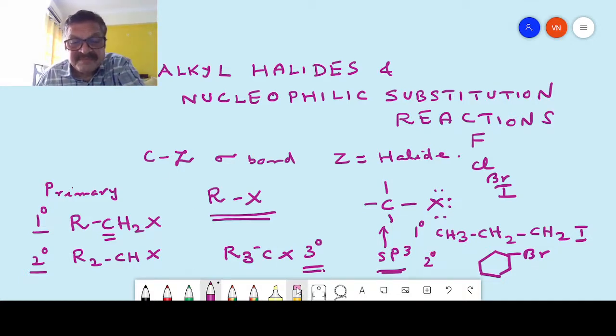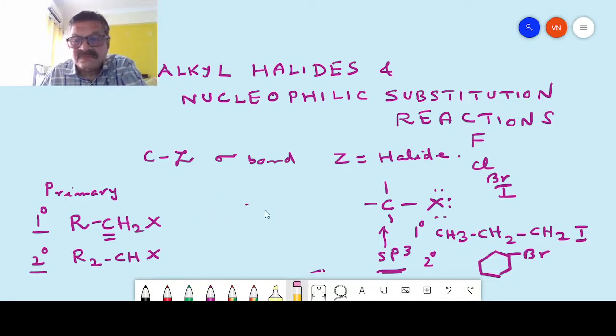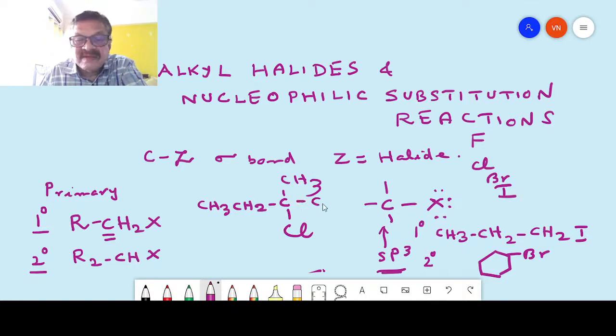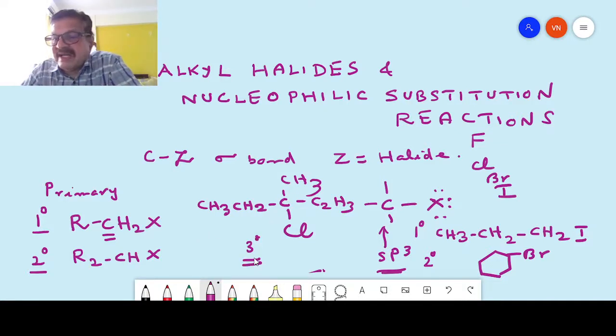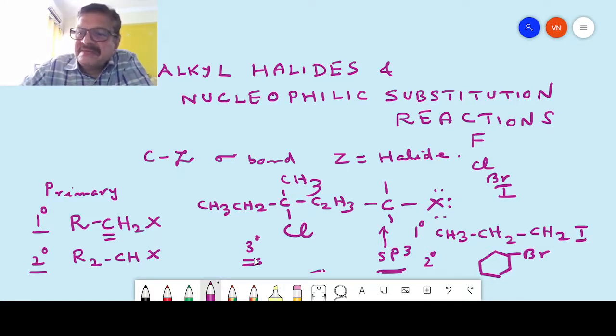How will tertiary be? Say CH3, CH2, CH3, Cl, chlorine, CH2 CH3, whatever it is. So this is the tertiary. This carbon is a tertiary carbon, therefore it's a tertiary alkyl halide. That is, the reactivity depends upon this primary, secondary, and tertiary.